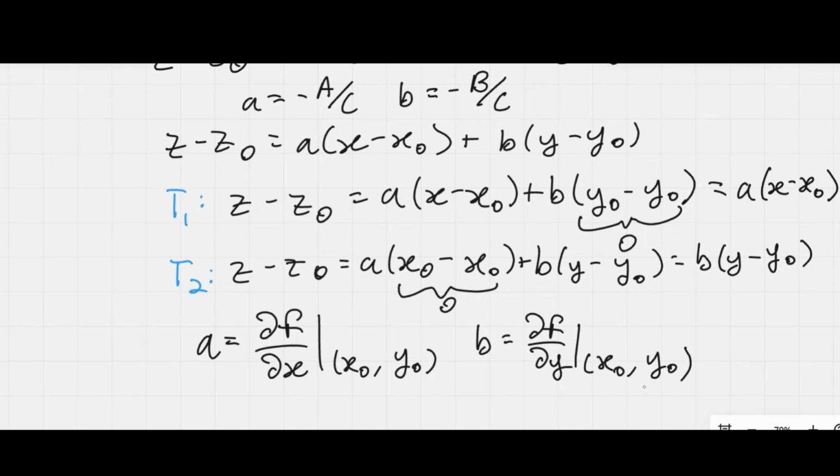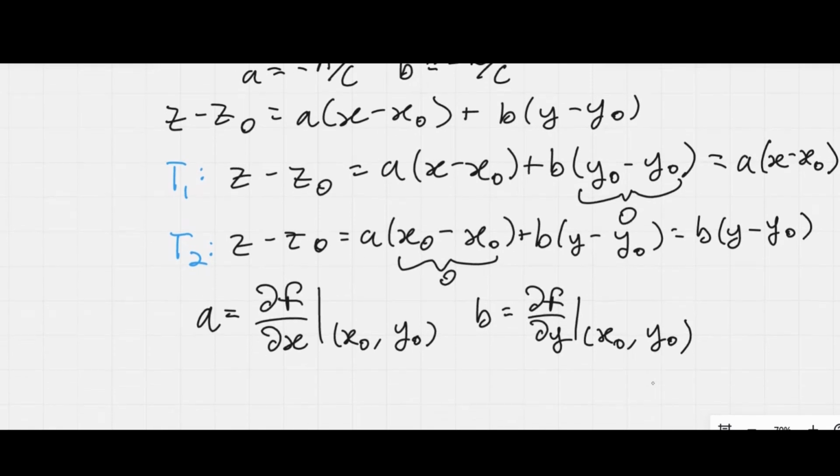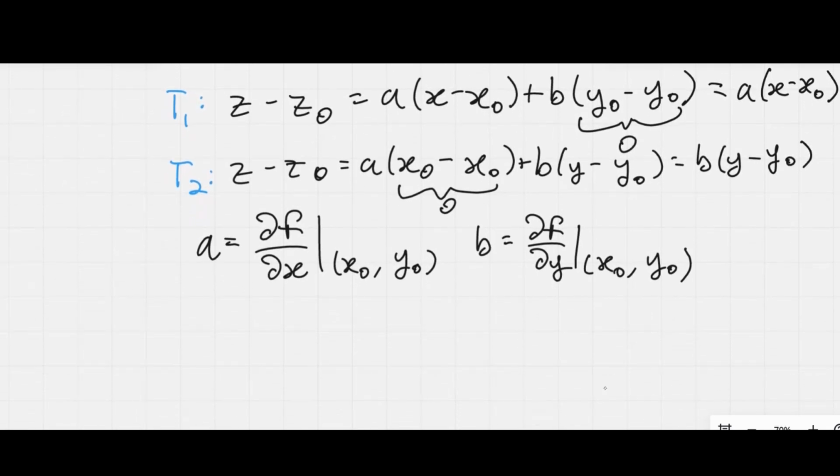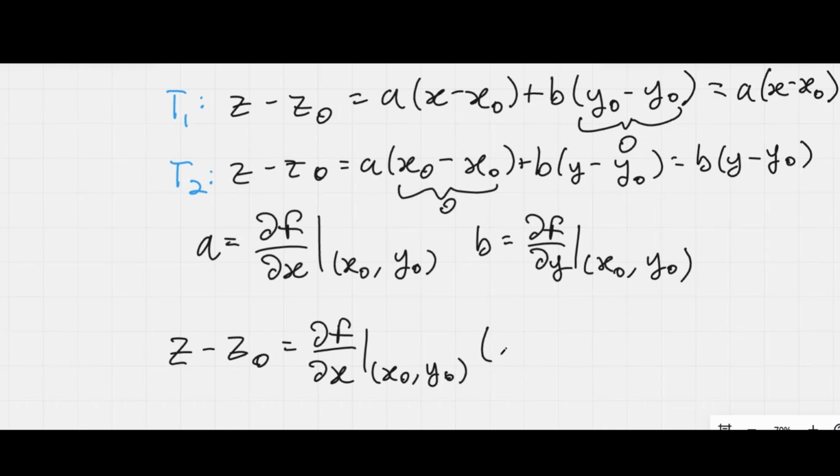So given all of this information, we can say that the tangent plane equation at a given point can be defined by z minus z naught is equal to the partial derivative of f with respect to x of a given surface at a given point, multiplied by x minus x naught, plus the partial derivative of f with respect to y at a given point, multiplied by y minus y naught.